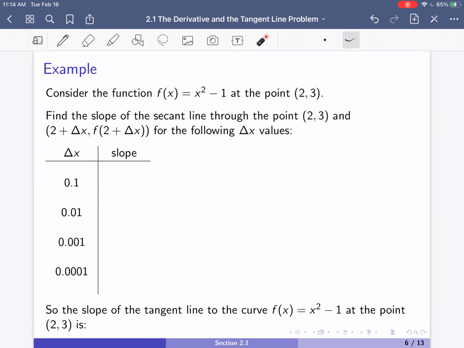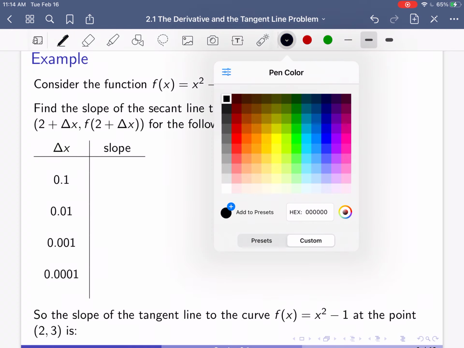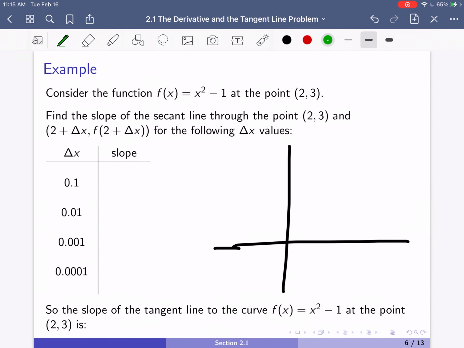We're going to estimate this numerically. So we are going to look at our function x squared minus 1 at the point 2, 3. So let's graph our function. It's a parabola opening up. It has a vertex at 0, -1. Here at 2, we are interested in what's the slope at 2, 3. Right at that point, what is our slope?